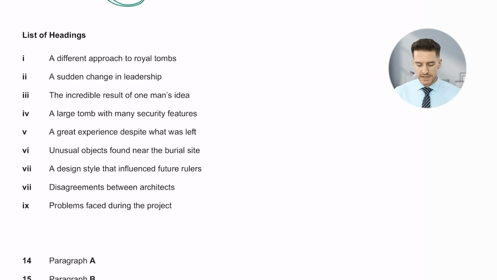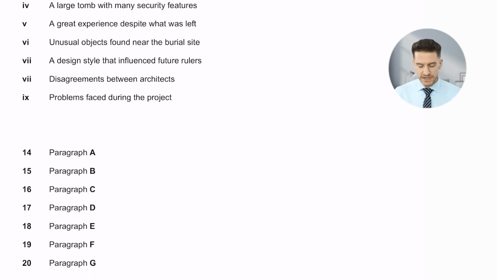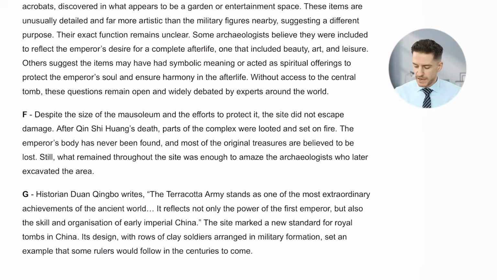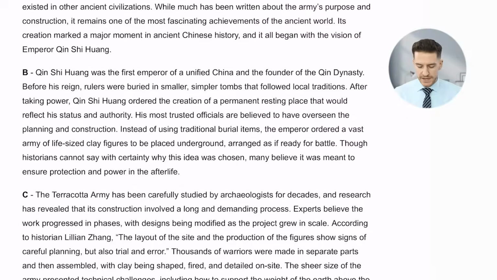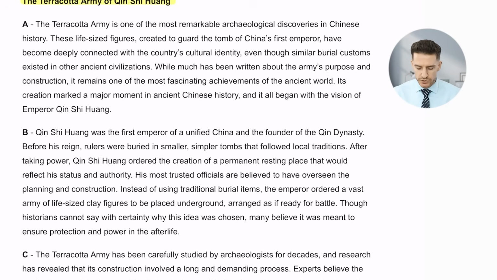Now, as you can see, here are the headings. We've got 9 different headings to choose from. And then down here are the questions. We have 7 different questions and 7 different paragraphs. So let's start with the first question, which is question 14. It's about paragraph A. So when you're doing matching headings questions, you can start by reading the paragraph itself, think about the main ideas, and then give a title or a name or a heading to that paragraph. So let me show you what I mean.